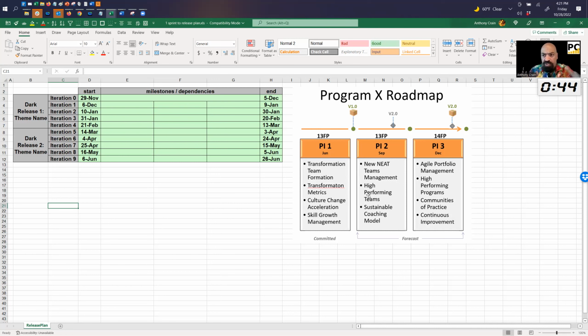Same thing with sprints, by the way. If you have a 2-week sprint, it doesn't mean you have to release at the end. You can release in the middle. You can release multiple times. So decouple your releases from your cadences. That's a very important lesson, and we'll talk more about that in the SAFe video on releasing on demand.